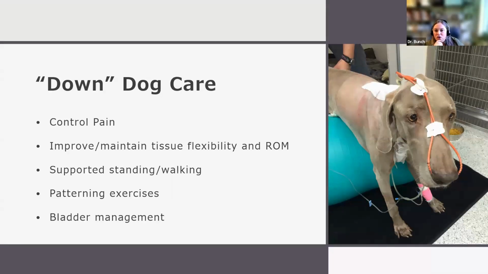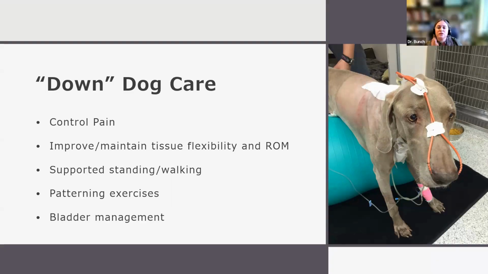But when we think of cervical, this guy here was a wobbler, did have surgery, and we were working on him here post-op. And you can see we have him up, right? So this is one of the big things. We need to get him up. We have to do our recumbency care. We need to control our pain. We need to improve or at least maintain our tissue flexibility and range of motion. So that's going to be passive range of motion, massage. Generally, I look at every 4 to 6 hours with that. Supported standing or walking every 6 to 8 hours.